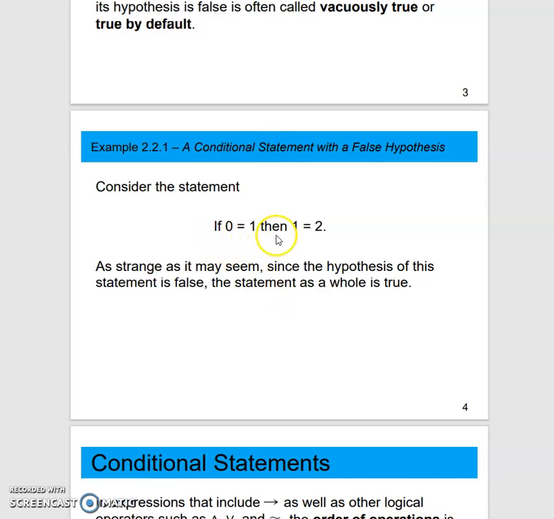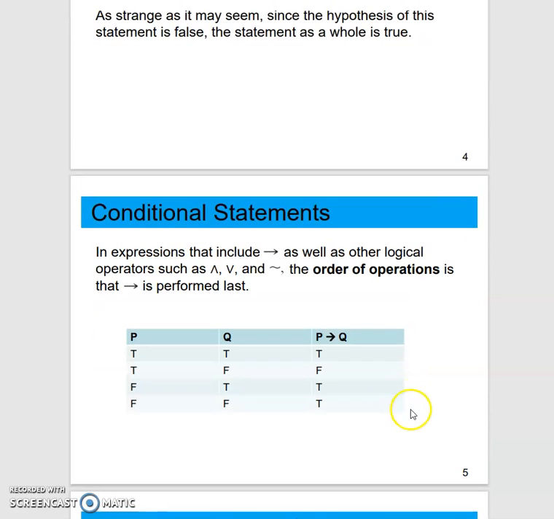So if we have, if 0 equals 1, then 1 equals 2, while that is a bit of an odd statement, the way it's set up with the conditional, the statement as a whole is actually true. Because of our truth table, if we've got if P then Q, the only time we're going to get a false is if P is true and Q is false. Every other time it is going to be true. And do you notice for order of operations, the if-then is performed last, unless of course we have parentheses.